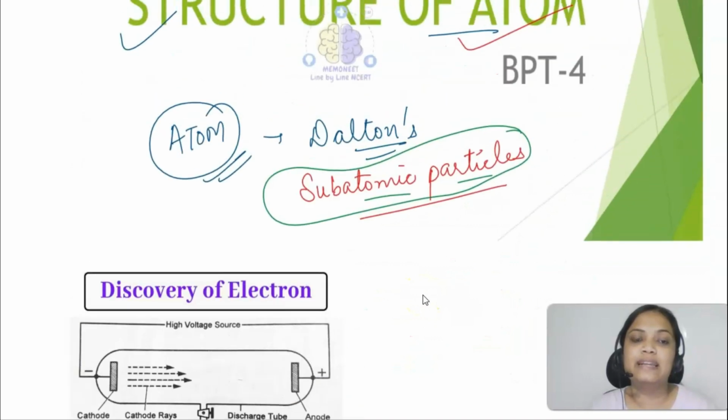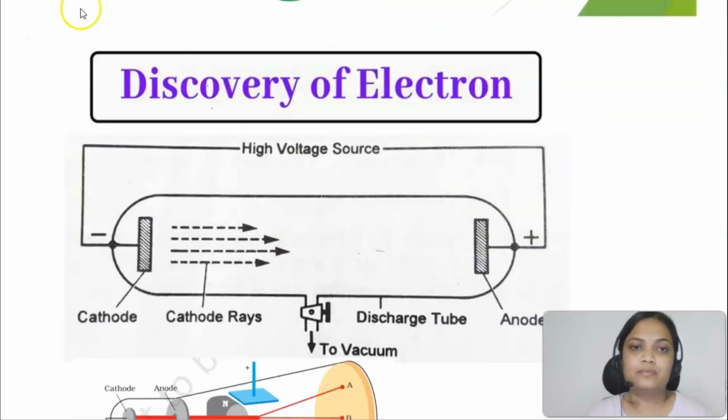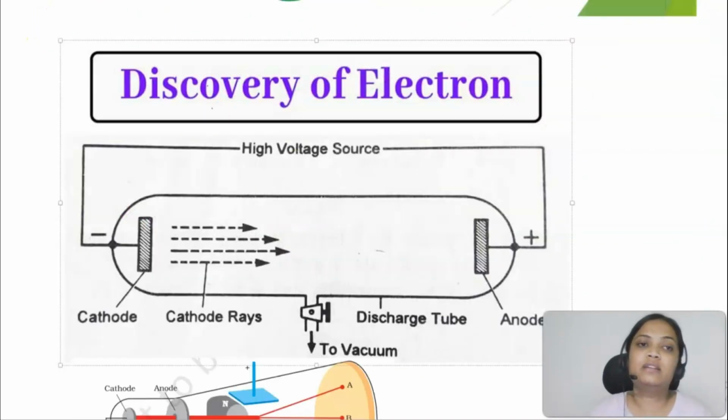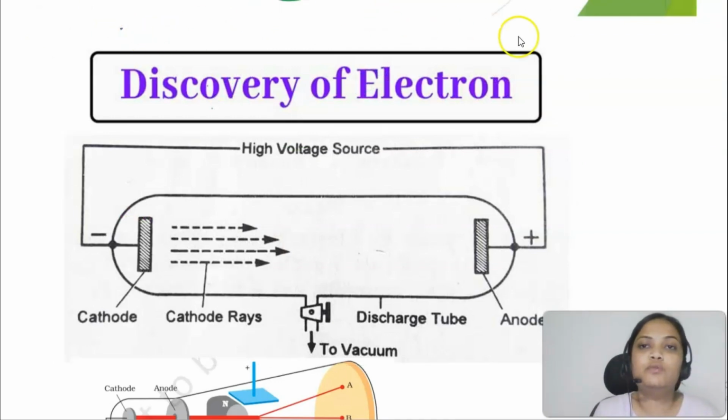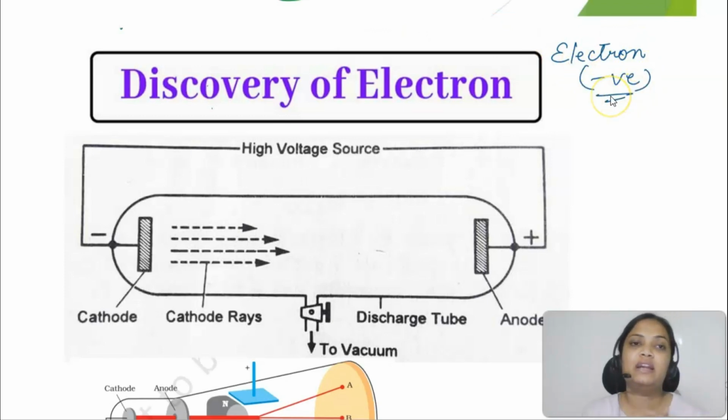First of all we will be starting with the subatomic particles, that is the discovery of electrons. Students, to study the discovery of the electron, you know that electrons are the subatomic particles which have a negative charge. How they were discovered, for that we need to study the cathode ray tube experiment. Various scientists tried to study the behavior of these charges through this cathode ray tube. That's what we are going to study.